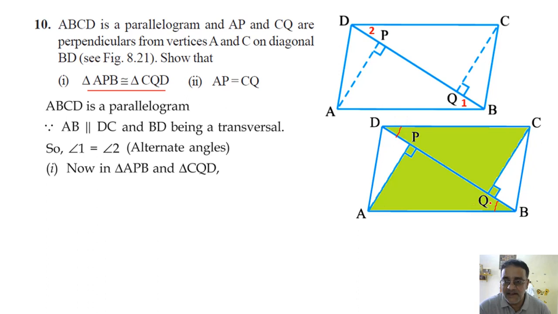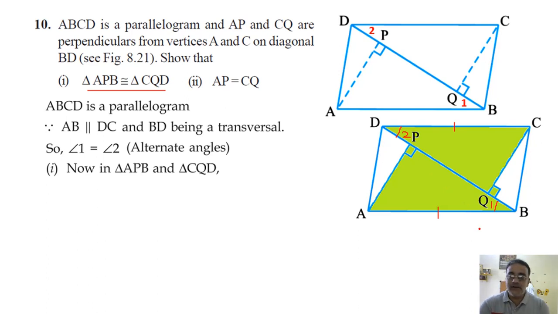Already we have shown these two angles are equal. This angle is 1 and this angle is 2. And these two sides are also equal. Why? Opposite sides of a parallelogram. And this angle is equal to this angle, each 90 degrees.